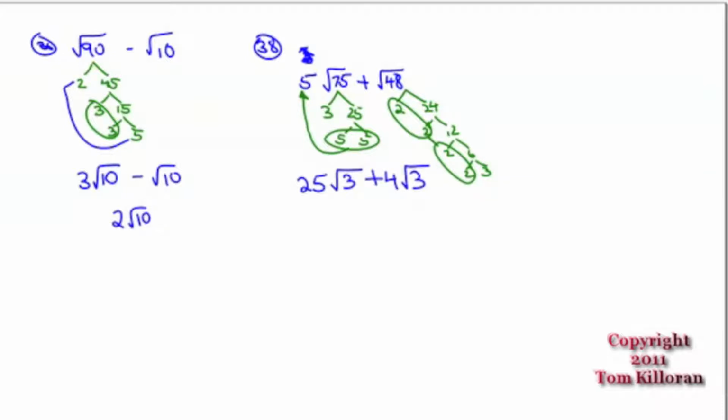Now, are they like terms? Yeah. So 25 square roots of 3 plus 4 square roots of 3 is? 29 square roots of 3. Because we can kick the square root of 3 away, add the two numbers together, and there's your answer. Not bad, right? Pretty easy for Friday. I can't get much harder than that for this section, which is nice for you. It's no fun for me.